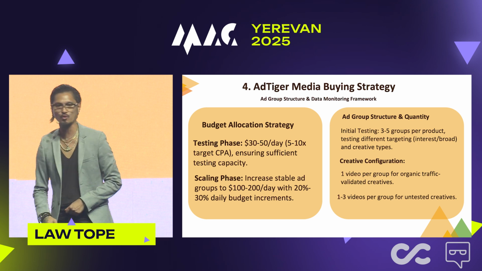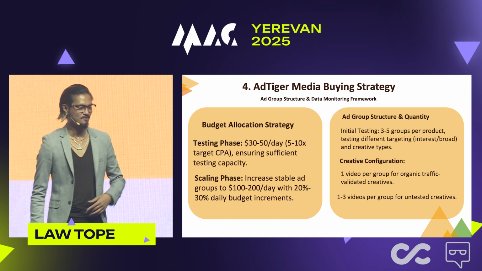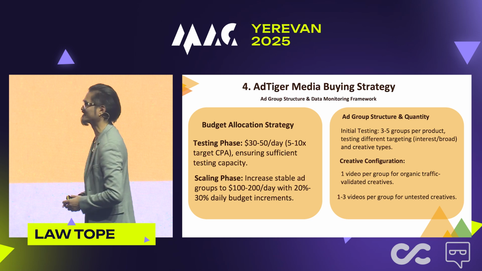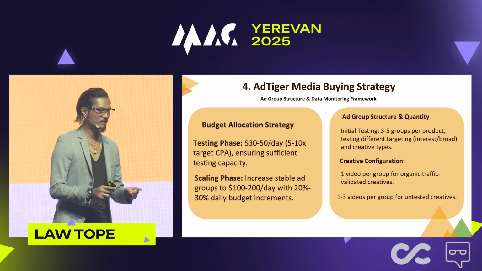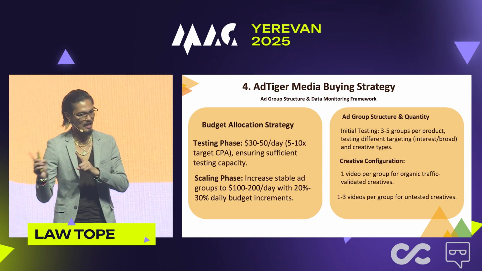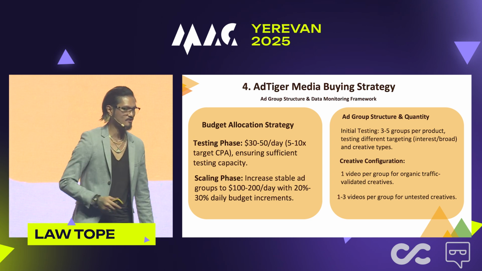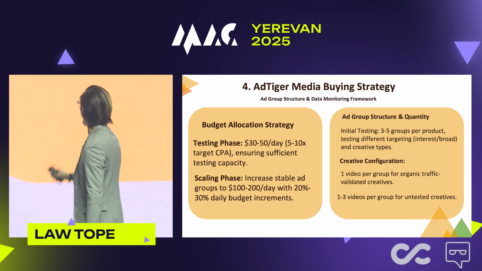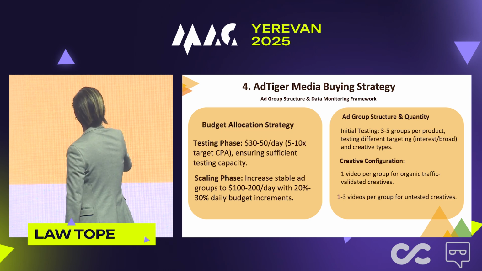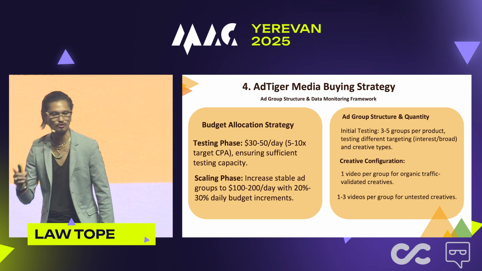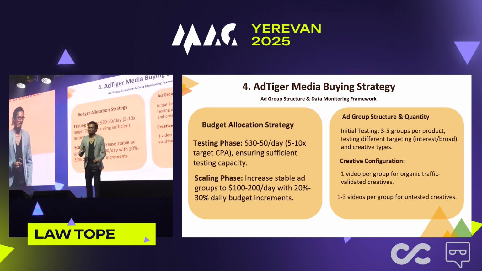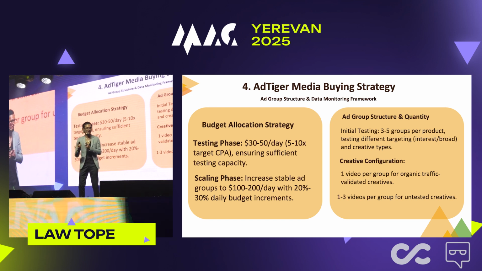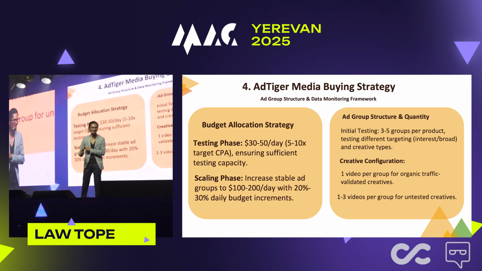Ad group structure and quantity. For initial testing, I suggest 3 to 5 groups per product, testing different targeting, interest and broad. You need to mix it up. And I'll have a case study after this. And then creative types. Creative configuration: 1 video per group for organic traffic to validate your own creatives, and then 1 to 3 videos per group for untested creatives.